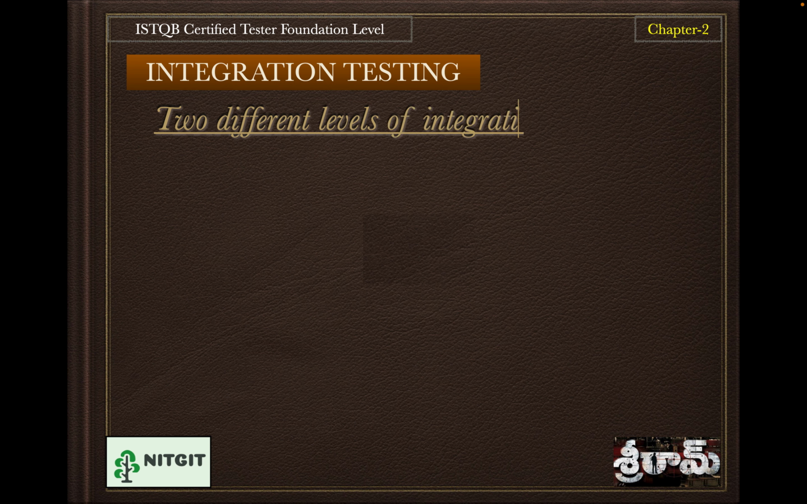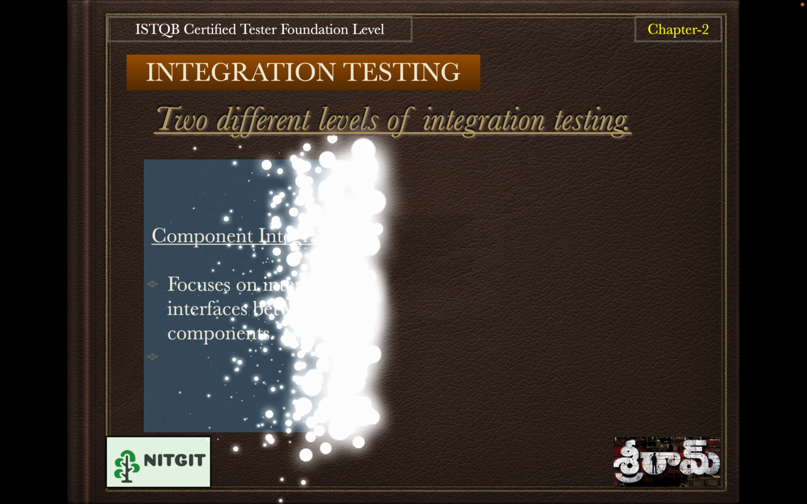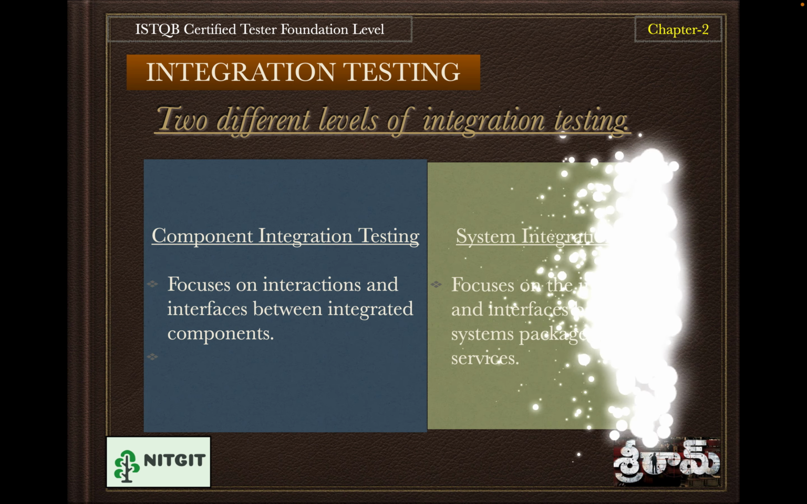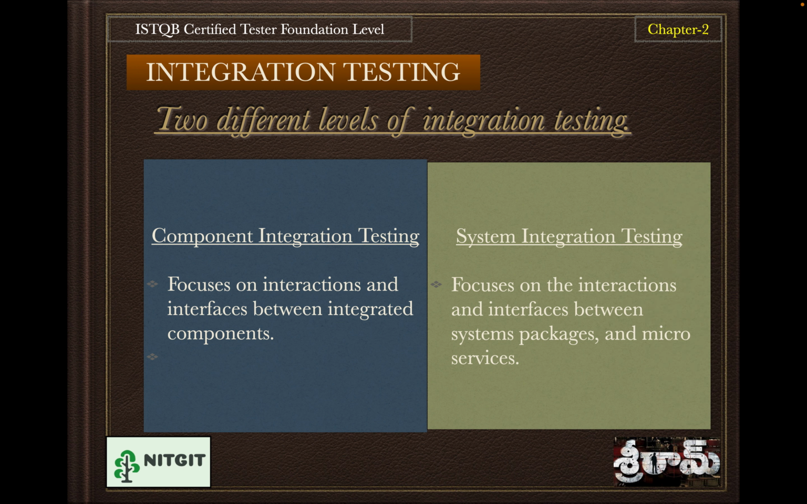Integration testing. Two different levels of integration testing: component integration testing and system integration testing. Component integration testing focuses on interactions and interfaces between integrated components, whereas system integration testing focuses on the interactions and interfaces between system packages and microservices.